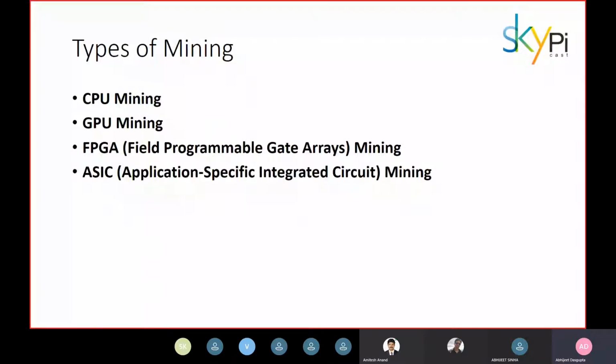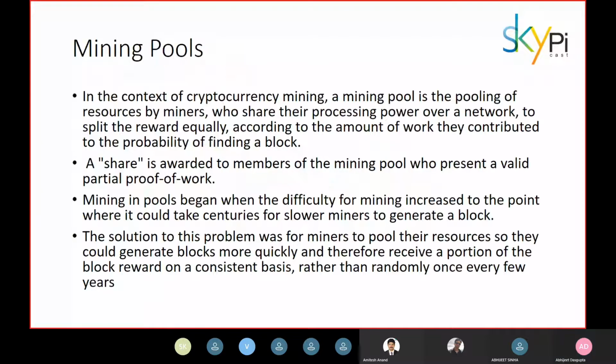So let's just move into our next slide and look at a concept called mining pools. As I was mentioning in the differences between proof of work and proof of stake, proof of work is something where a lot of computational power is required. In the context of cryptocurrency mining, a mining pool is the pooling of resources by different miners who share their processing power over a network, to be split as a reward equally, according to the amount of work that they contribute to the probability of finding a block.